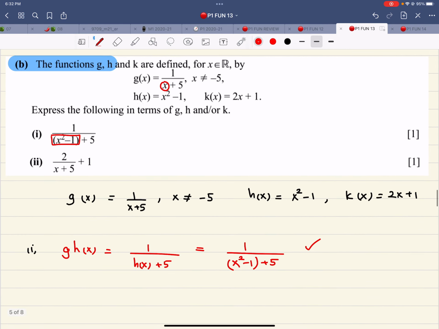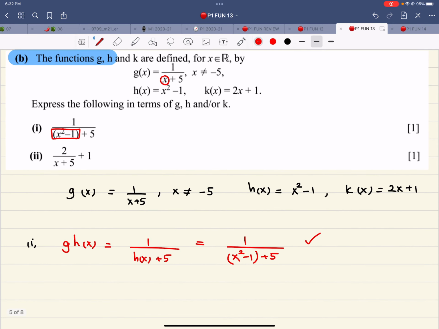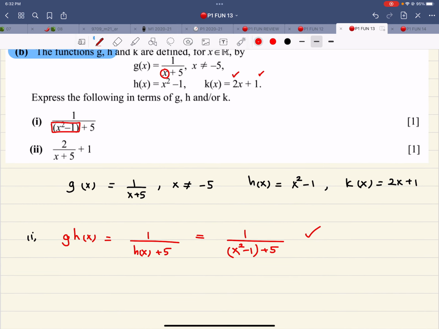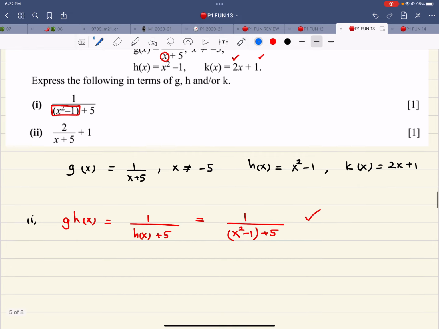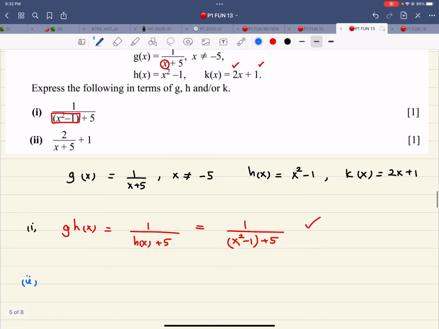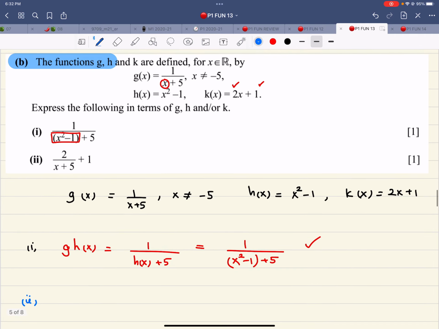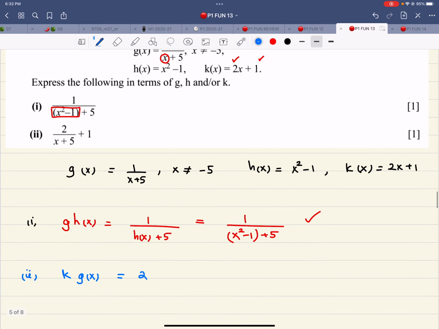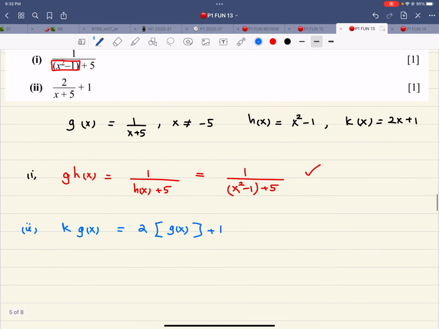Second one, 2 over x plus 5, plus 1. So this 2 and this 1 seem to be from here. So therefore, part 2 is k(x). You are inserting g(x) inside k(x). So k of g(x), that is 2 times g(x) plus 1. And this is 2 times g(x), which is 1 over x plus 5, plus 1, and it's all correct.